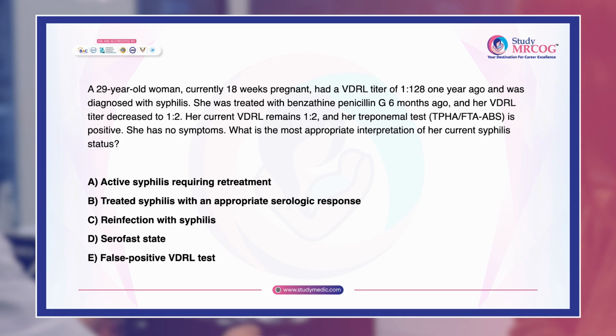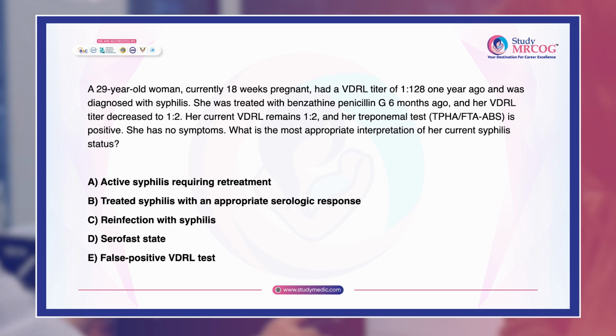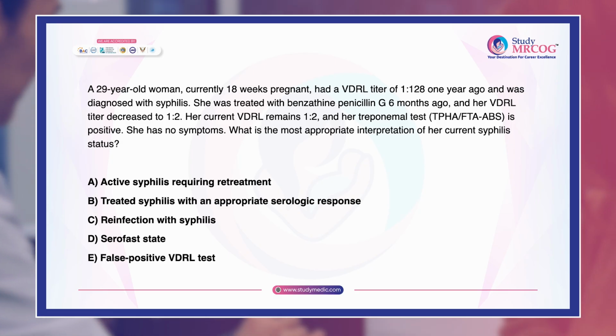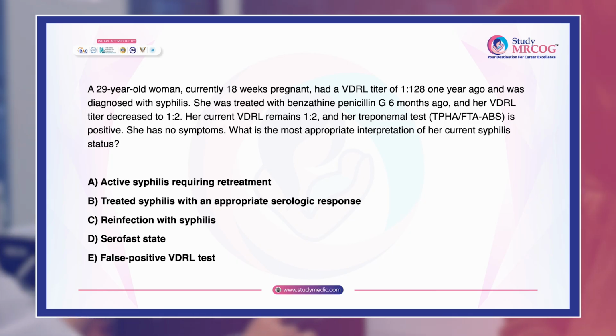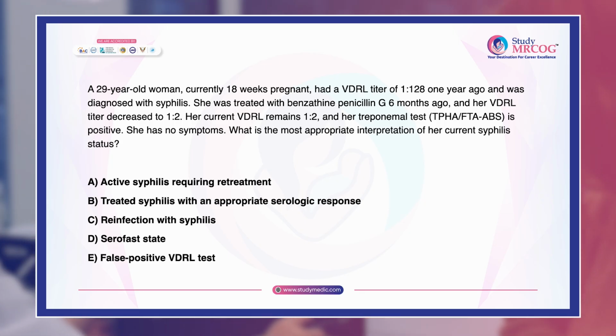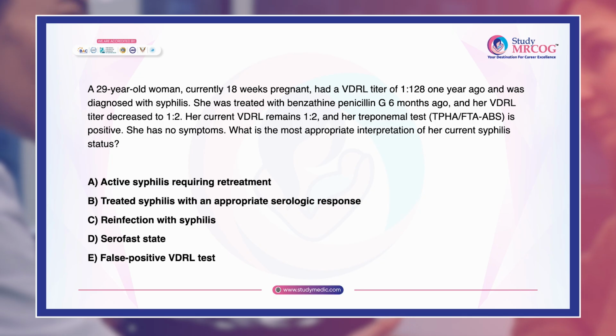Currently, her VDRL titer on follow-up remains 1:2, and her treponemal test TPHA is positive. She has no symptoms. So what is the appropriate interpretation of her current syphilis status? Is it active syphilis, which will require treatment? Is it treated syphilis with an appropriate serological response? Is it reinfection with syphilis? Is it a serofast state, or is it a false positive VDRL test?